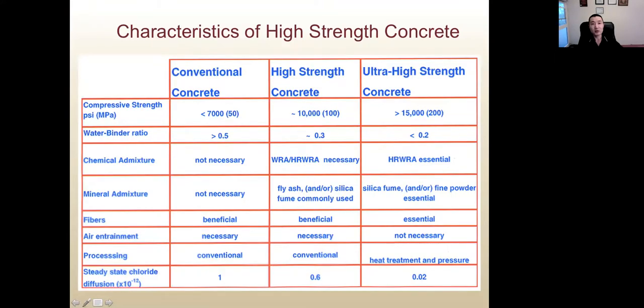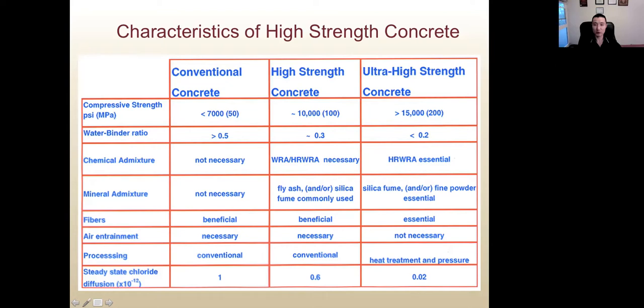All right, so this table summarizes the properties of conventional concrete, high strength concrete, and ultra high strength concrete. You can see for normal concrete, the strength typically is lower than 50 megapascal or 7 ksi. For high strength concrete, it is higher than around 100 megapascal. Okay, 1 megapascal is equal to 7 ksi. For ultra high strength concrete, the strength can be higher than 200 megapascal.